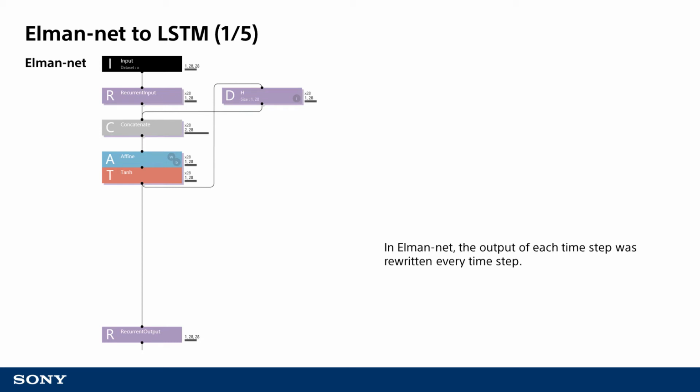I would like to improve the structure of LSTM little by little from the structure of Elman-net. Elman-net combines the output of the previous time step with the input of each time step, performs linear transformation and applies activation function with affine and tanh, and then passes the result on to the next time step. One of the weaknesses of Elman-net is that the information passed on to the next time step is rewritten every time step by affine and tanh processes.